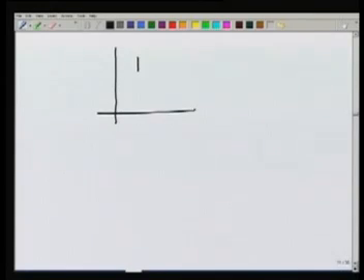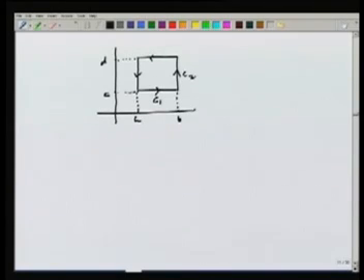So let me draw a rectangle. This is A, this is B, this is C, and this is D. This is the direction. I break it into 4 curves. This is C1, C2, C3, C4. R is the region inside.